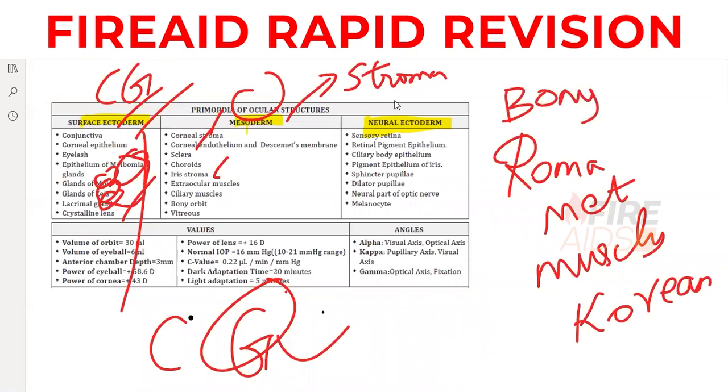Bony stands for bony orbit. Roma stands for stroma, which is corneal stroma and iris stroma. Met is for dura mater. Muscly is for extraocular muscle and ciliary muscle. Korean is for choroid, so you can make Korean as C.